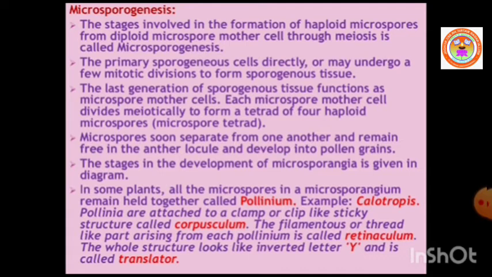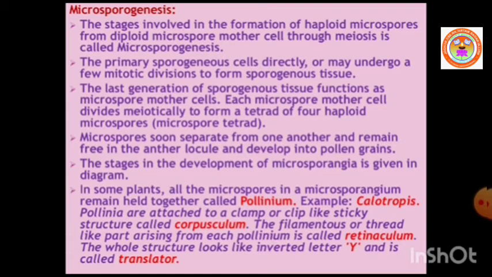Each microspore mother cell divides meiotically to form a tetrad of 4 microspores, which are haploid. These haploid microspores are called a microspore tetrad. The microspore tetrad may be arranged as tetrahedral, decussate, linear or T-shaped, or sometimes isobilateral.